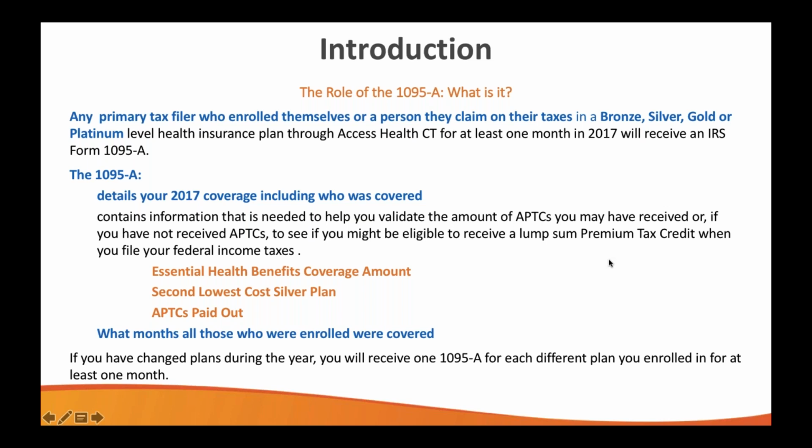What months are those who enrolled covered? If you change your plan during the year, you're going to get more than one 1095. Some individuals will get 2, 3, 4, depending on what kind of situation. If they had some kind of a life event change, they would have a new policy. If they got disenrolled for a VCL error, chances are they may also have a different policy number. Therefore, they will get more than one 1095A. Okay, we'll go to the next one.